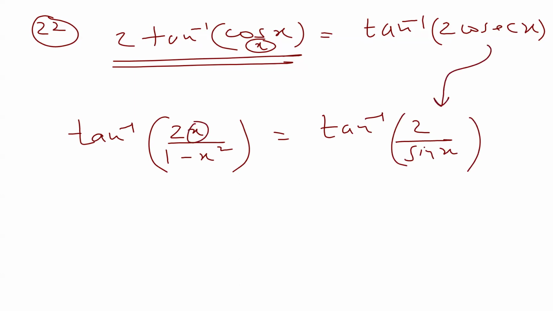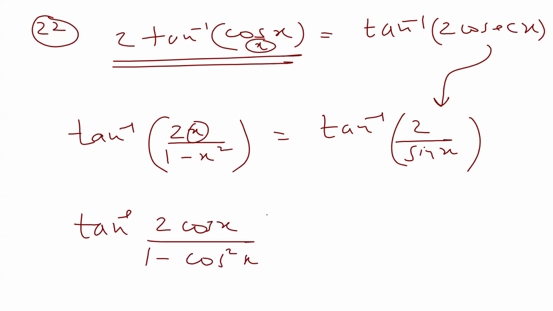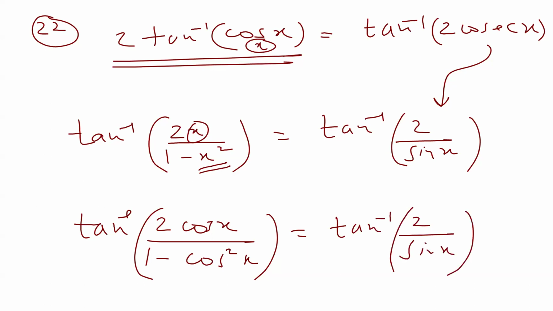Now what is x? x is cos x. See, 2 tan inverse x. So put x as cos x. So tan inverse of 2 cos x upon 1 minus cos square x. x is cos x. So cos square x. Tan inverse of 2 upon sin x.